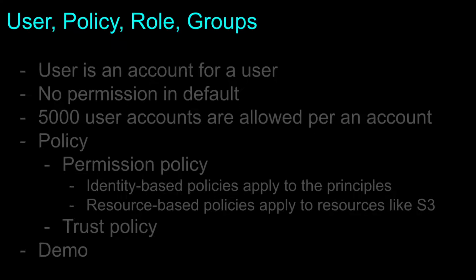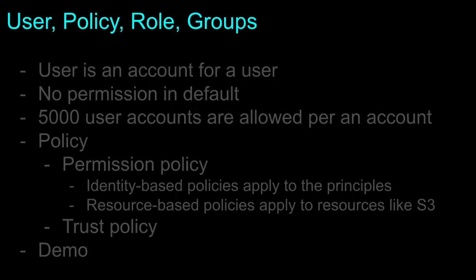Right, let's talk about the users, policy, roles, and group. A user is an account for a single user. Whenever you create a user, by default there's no permission at all. That means the user is able to log into AWS, but the user is not able to access any resources. By default, 5,000 user accounts are allowed per AWS account.